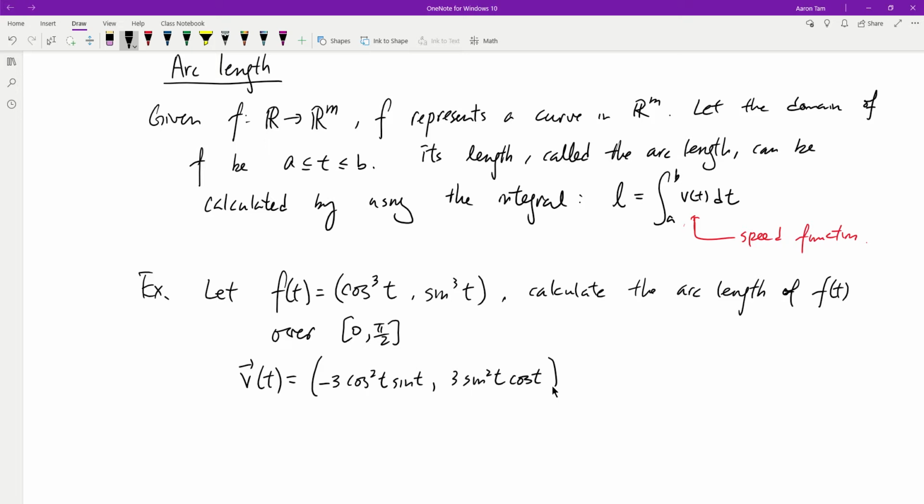So what is the length function? V of t, no arrow, v of t. That will equal the square root of this thing squared plus this thing squared. So that will become the square root of 9 cosine to the fourth t sine squared t plus 9 sine to the fourth t cosine squared t.